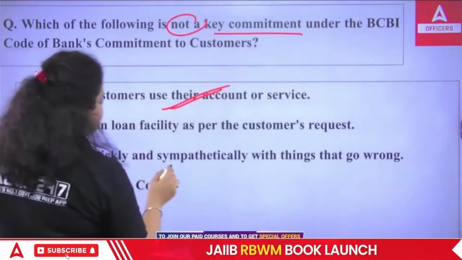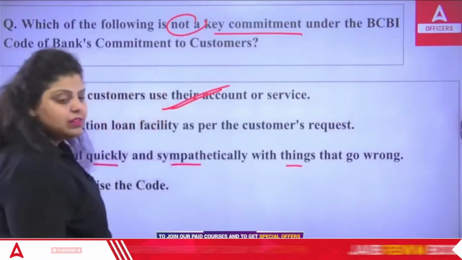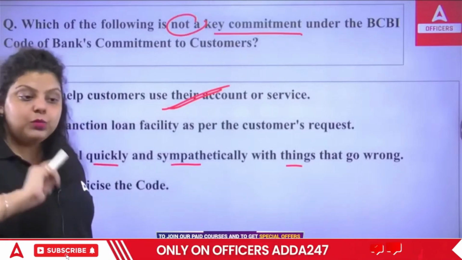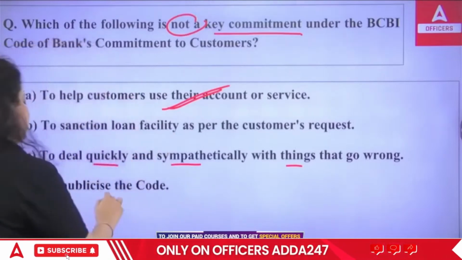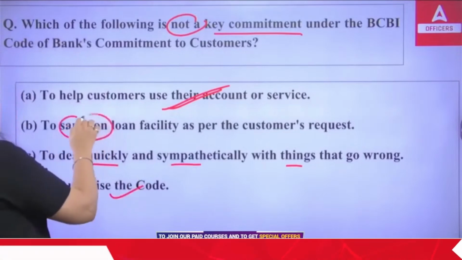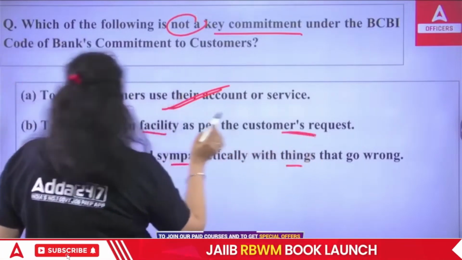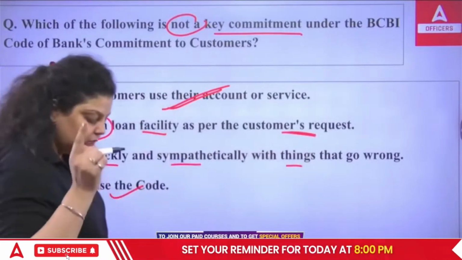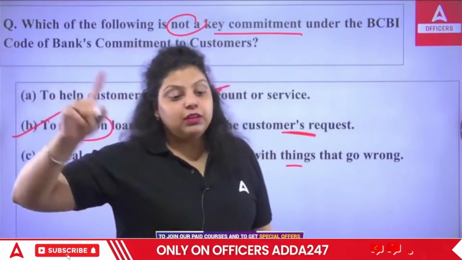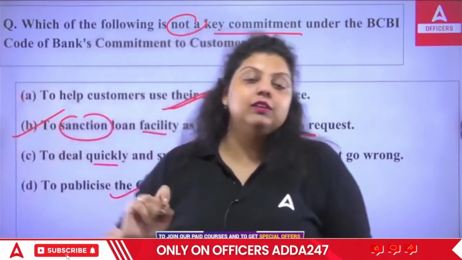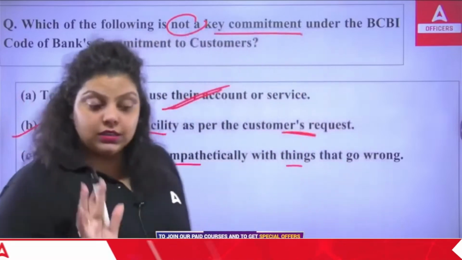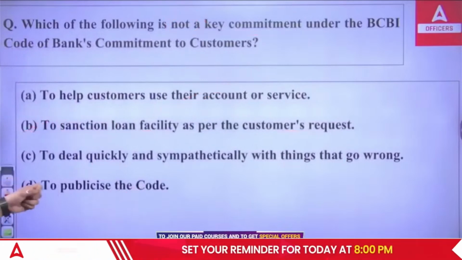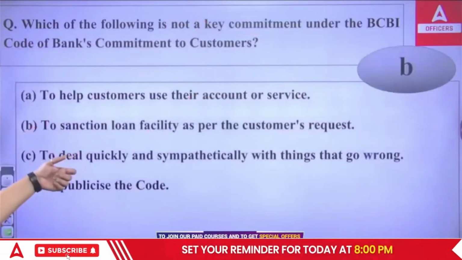Third is to deal quickly and sympathetically with things that go wrong. Obviously, if something went wrong, if the customer has faced a certain loss or problem, you have to help out the customer. Publicize the code, this is true, but to sanction loan facility as per customer's request is not a commitment of a bank. The bank will sanction the loan as per the criteria of the bank, after checking the KYC, the credit history, the collateral, everything. Then the bank will decide what amount of loan will be sanctioned. The right answer is option B.